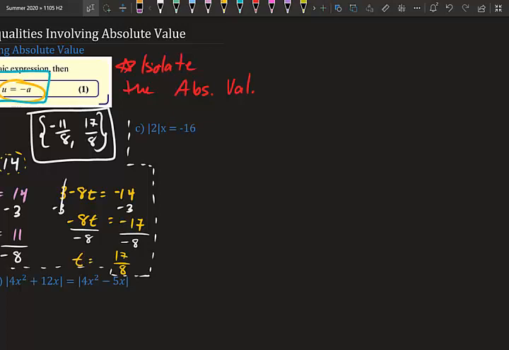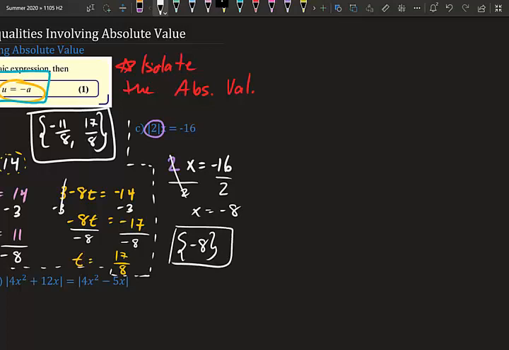So let's just simplify, because aren't we supposed to isolate the absolute value? But don't I know the absolute value of 2? What is the absolute value of 2? It's 2, right? The absolute value of 2 is 2. So I can simplify that. So I'm going to, because I can. So we have 2x equals negative 16. The absolute value has gone away, because I can simplify the 2. So we're going to solve for x. We're going to divide by 2. So we get x equals negative 8.